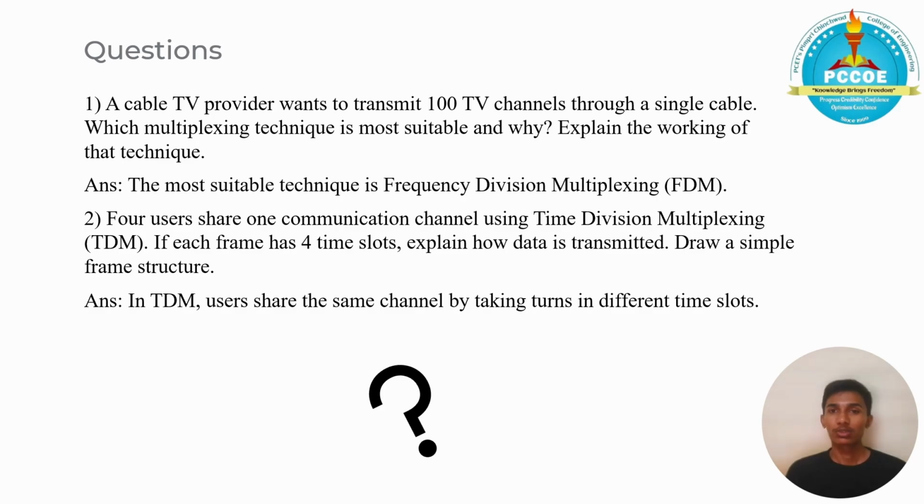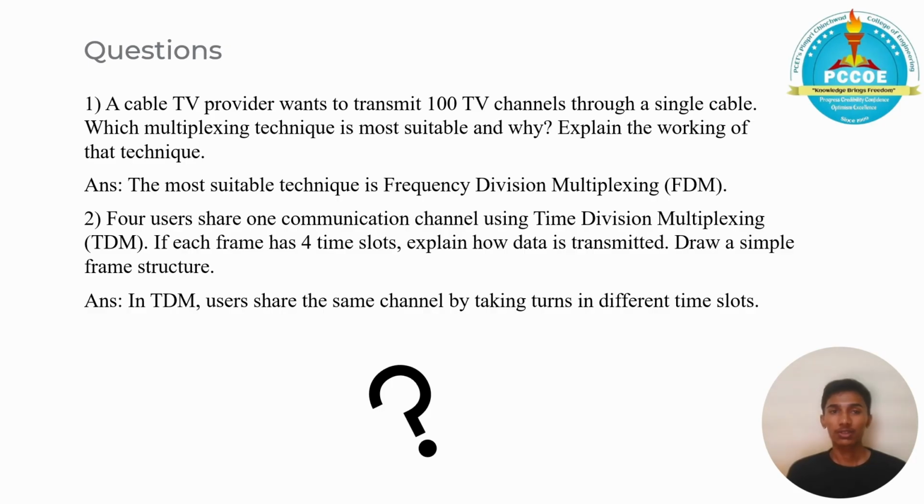Now I will explain two important questions related to multiplexing. First question: a cable TV provider wants to transmit 100 TV channels through a single cable. Which multiplexing technique is used? The answer is frequency division multiplexing, or FDM. In FDM, the total bandwidth is divided into different frequency bands, and each TV channel gets its own frequency. Because of this, many channels can be transmitted simultaneously through the same cable without interference. Cable TV and FM radio are common examples of FDM.